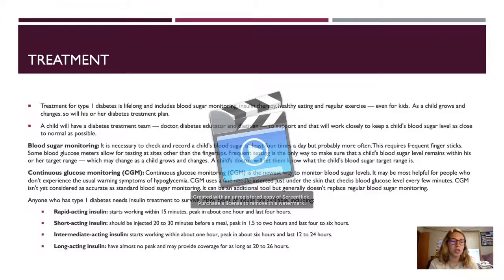Short-acting insulin should be injected 20 to 30 minutes before a meal. It'll peak in 1 to 2 hours and last for 4 to 6 hours. Intermediate-acting insulin starts working within about an hour. It peaks in 6 hours and lasts 12 to 24 hours. And long-acting insulin has almost no peak, but may provide coverage for as long as 20 to 26 hours.